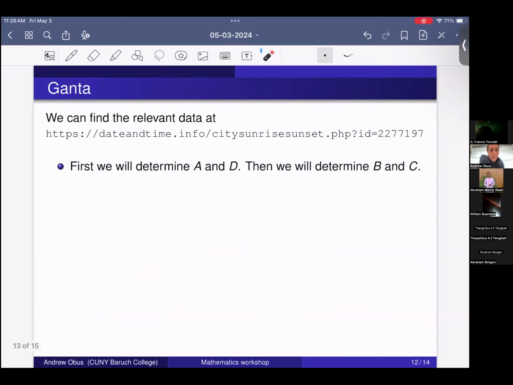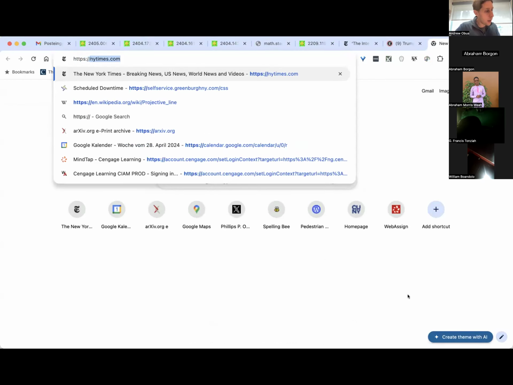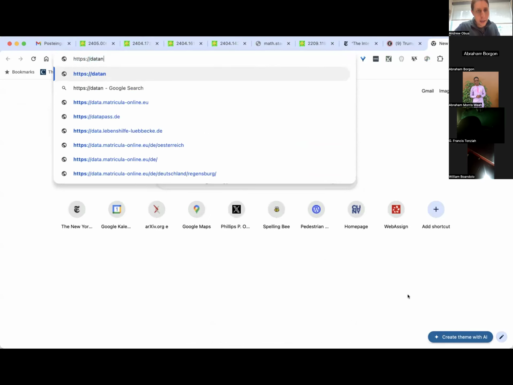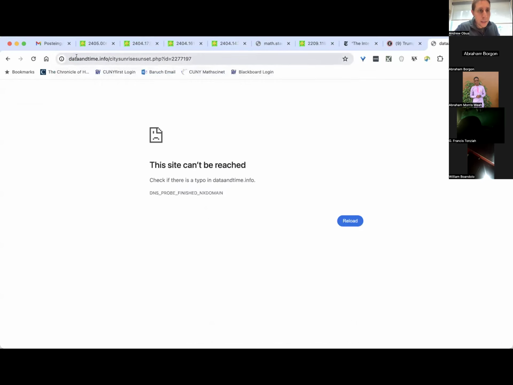You can get this data over here. This is the relevant data. You can go to this website, dateandtime.info, for city sunrise and sunset. Let me show you how we find this. Let me put in this link: https://dateandtime.info/citysunrisesunset.php?id=2277197. Oh wait, oops, date and time, not data and time.